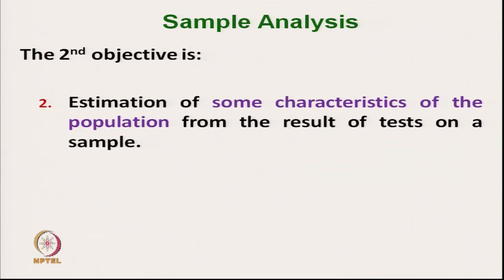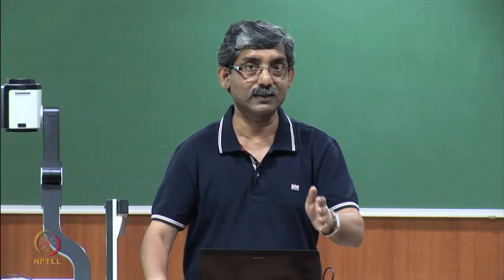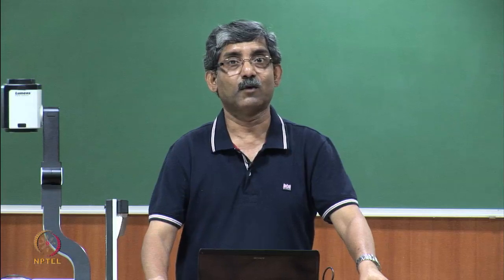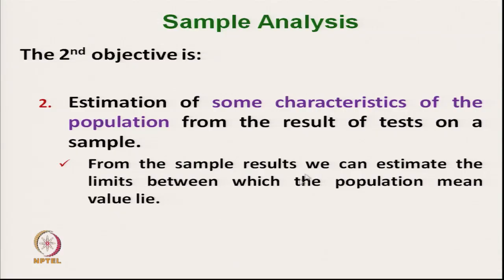The second objective is to estimate. We cannot confidently tell the characteristics of the population, but we can estimate some characteristics of the population from the result of the test on the sample. Just estimate. What is the estimation? From the sample result we can estimate the limits between which the population mean lies.